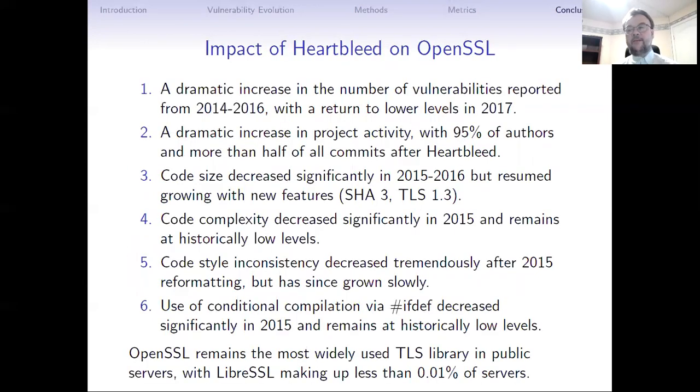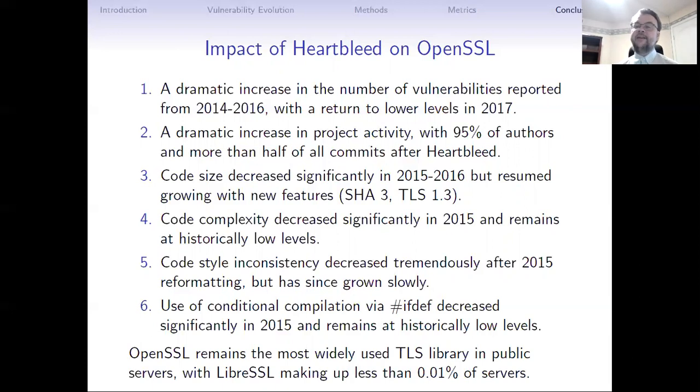So what was the impact of Heartbleed on OpenSSL overall? There's a dramatic increase in the number of vulnerabilities reported for 3 years. And this is a good thing. That shows a lot of vulnerabilities are being identified and remediated. And the average level has returned to fairly normal pre-Heartbleed levels as of 2017.